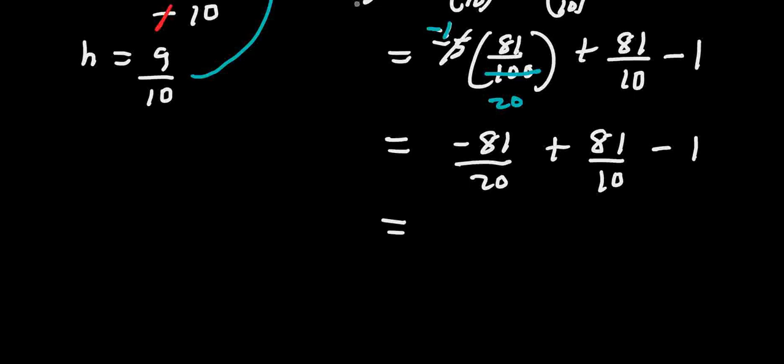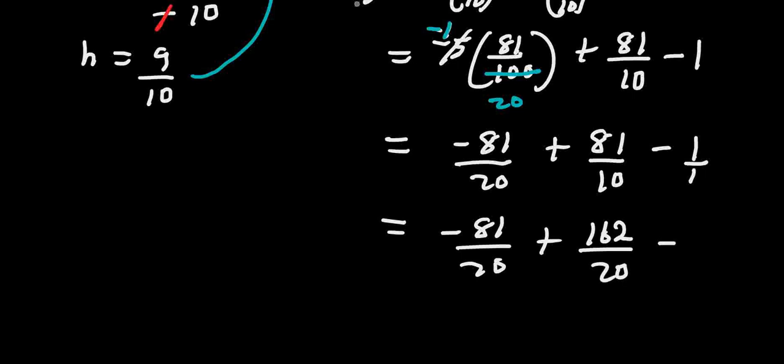First, we need to find the common denominator, and if we do that, then let's just make this 1 over 1 and try to find the common denominator. So this will become negative 81 over 20 plus, multiply 81 by 2 and also multiply 10 by 2. So this will give us 162 over 20. And let's multiply 1 by 20 and the denominator 20. So now we have the common denominator of 20.